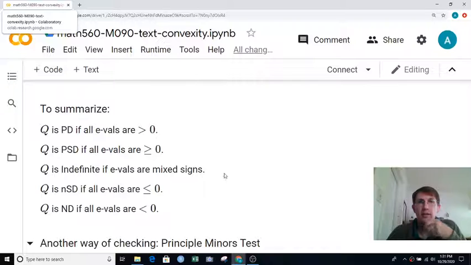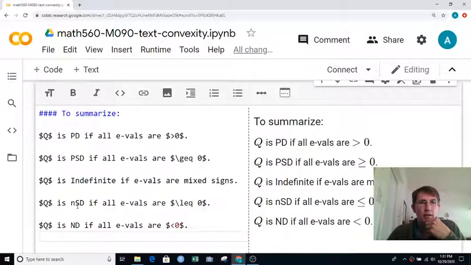So overall we can say Q is positive definite, and remember Q is a square matrix, if all the eigenvalues are strictly positive, positive semi-definite if some of the eigenvalues are 0 possibly, or maybe all of them are positive. It's indefinite if some eigenvalues are negative and some are positive. It's negative semi-definite if all the eigenvalues are less than 0 or less than or equal to 0. So the obvious thing for negative definite there. And we should fix that.